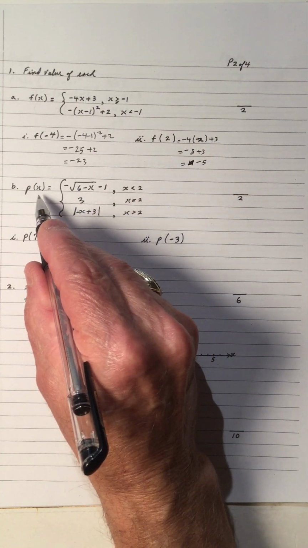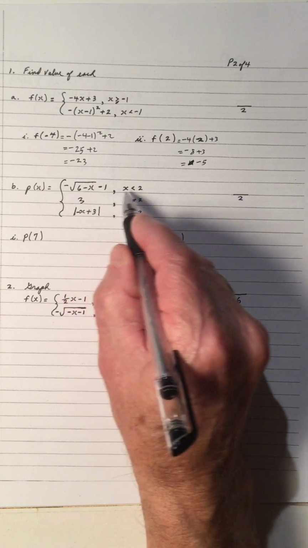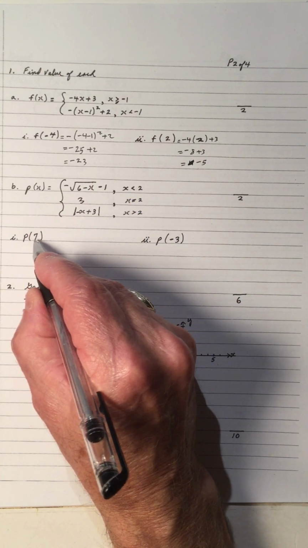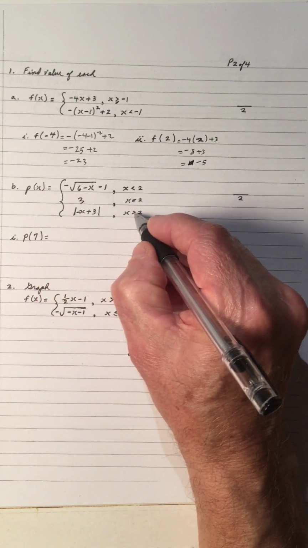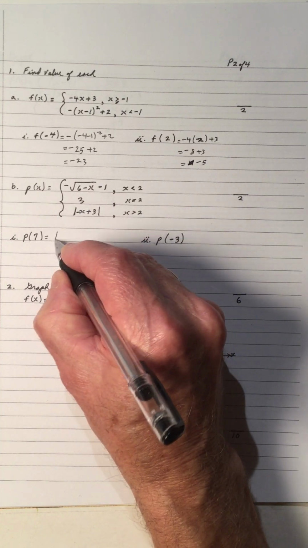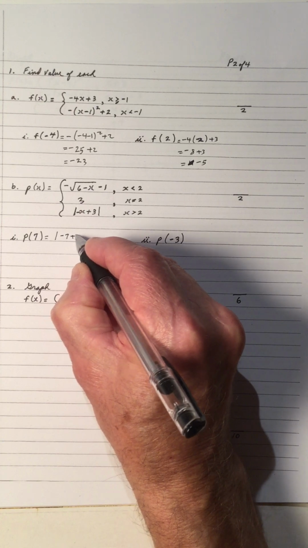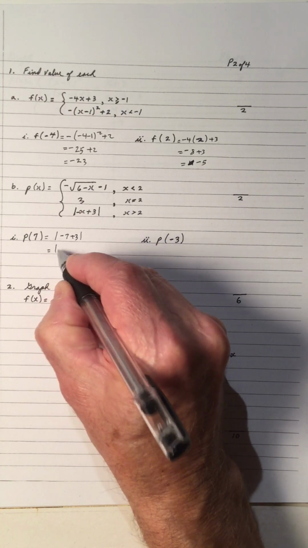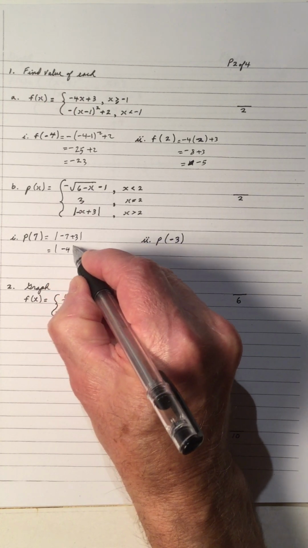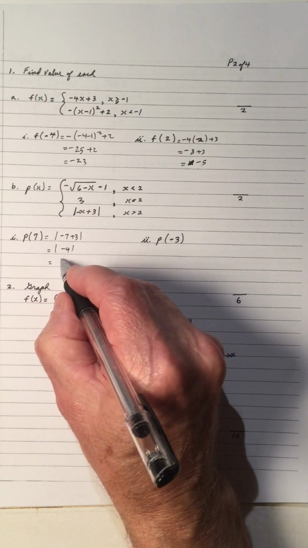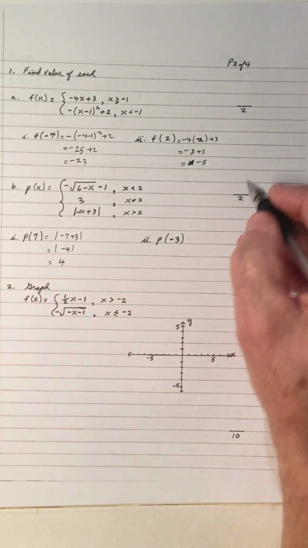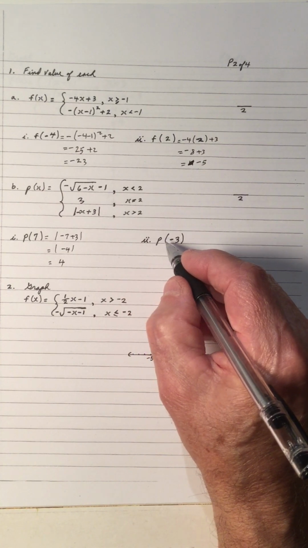And let's do B, P. We have 3 intervals, but we want to find the P of 7. 7 fits greater than 2, so 7 goes into place of x. So that's -7 plus 3, the absolute value of -4. The absolute value is always positive, so it's a 4. Give yourself a mark if you have 4.